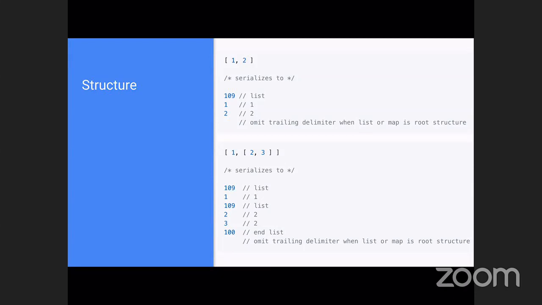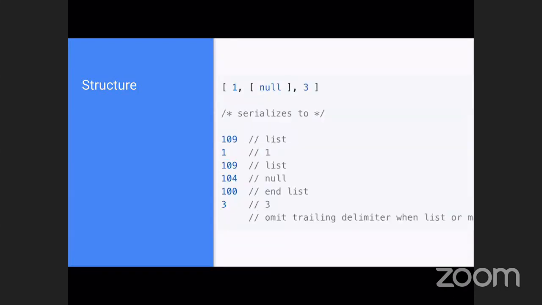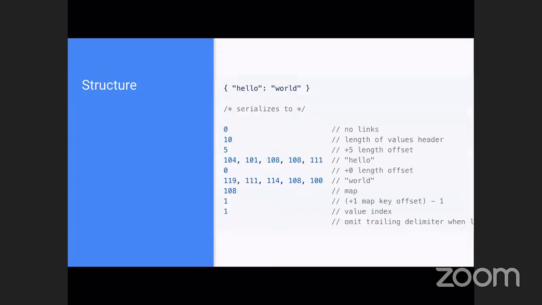Here's a list inside of a list. So 109, 1, 109, and then 2, 3, and then end delimiter, and then we can omit the trailing delimiter because we know that the root structure is a list. That's pretty nice. We get a nested list here with 3 values for 6 bytes. You can see null, true, false are also constants that show up in here. This is what that serialization looks like for that kind of a list.